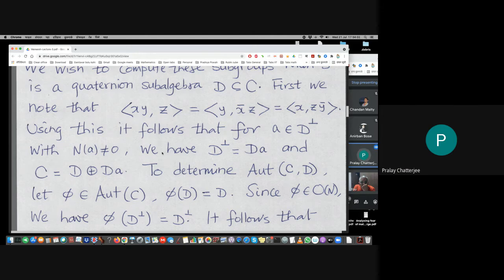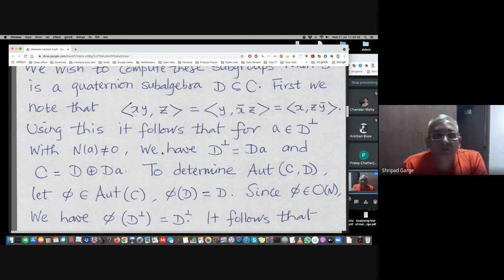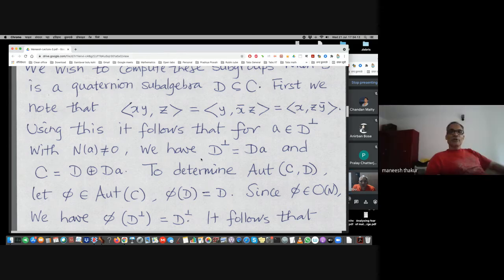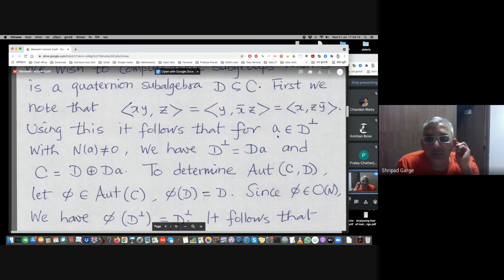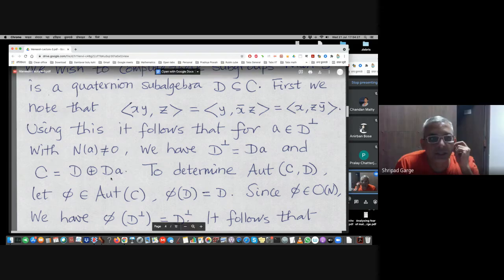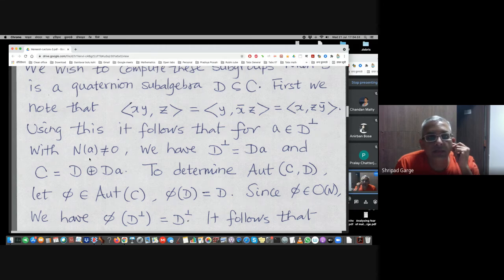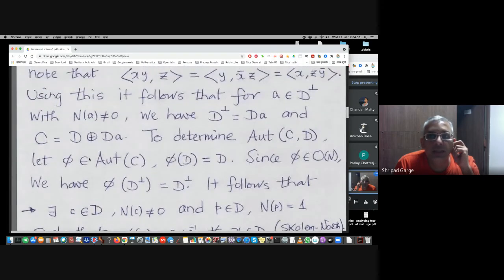I just want to ask you this. Yes, Sripad. So you were here, phi D. So the point of these equalities was perhaps that if you take any A in D perp, then D A is going to be equal to D perp. That is perhaps the point. And so you can write C equal to D plus D A, where A has norm non-zero. So any non-zero element in D perp will generate D perp over D.